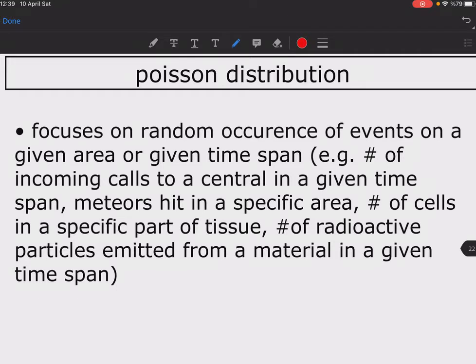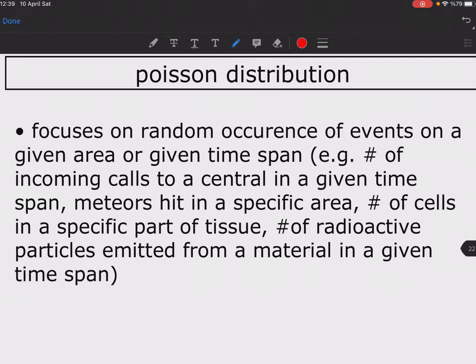And we have Poisson distribution. I think it's attributed to a French mathematician, as far as I remember. I'm sorry if I remember it wrong. It focuses on a random occurrence of events in a given area or given time span. These are the types of experiments we're talking about here.